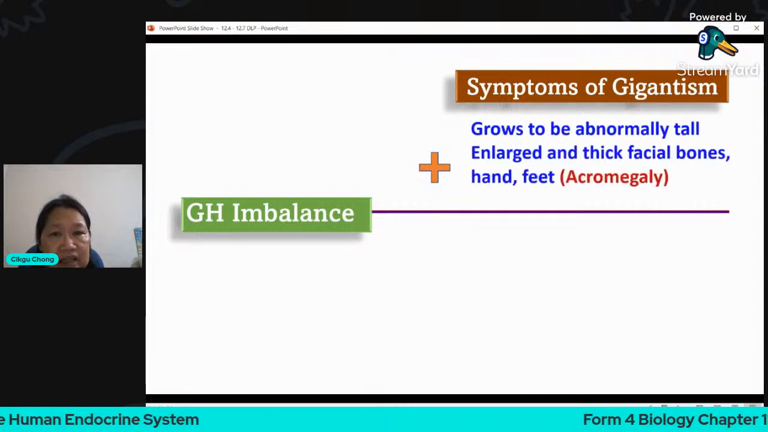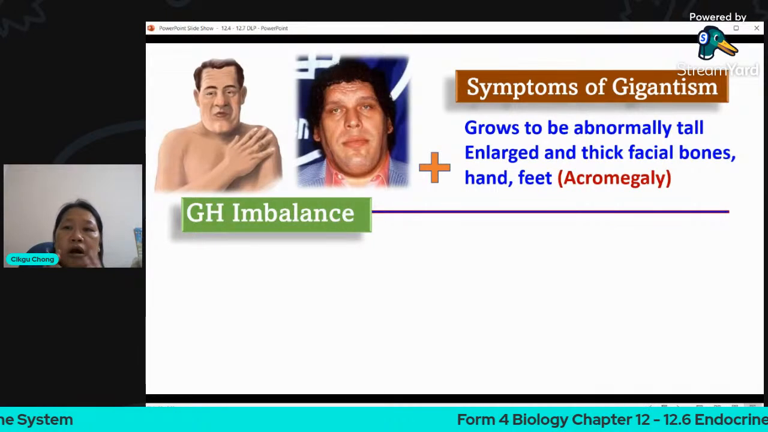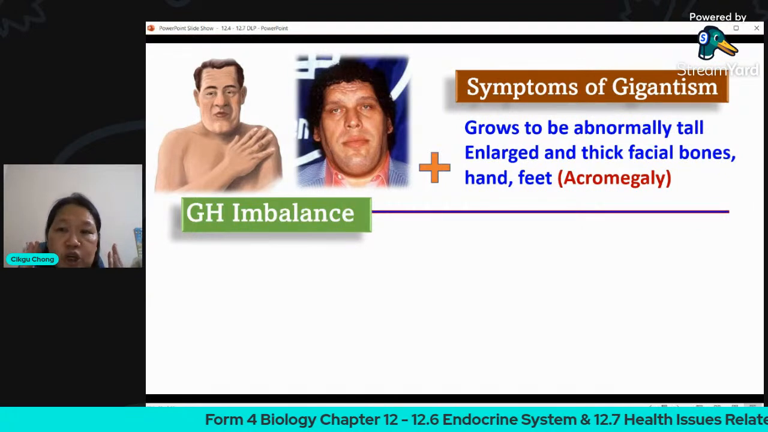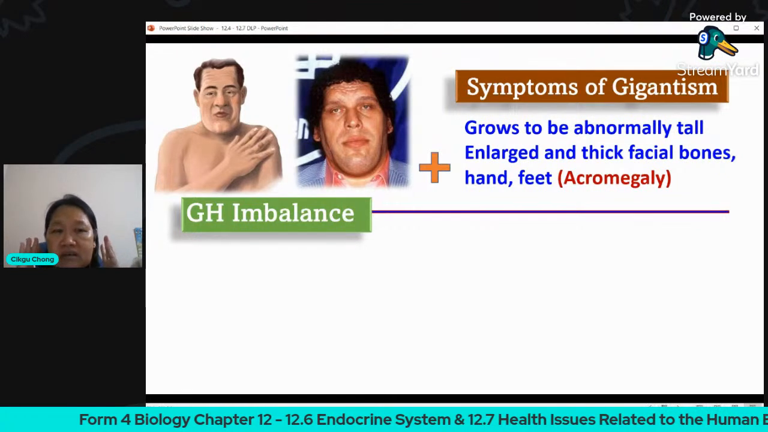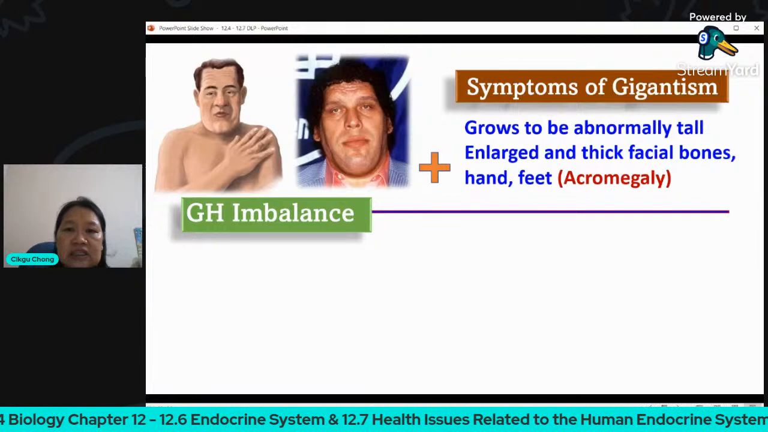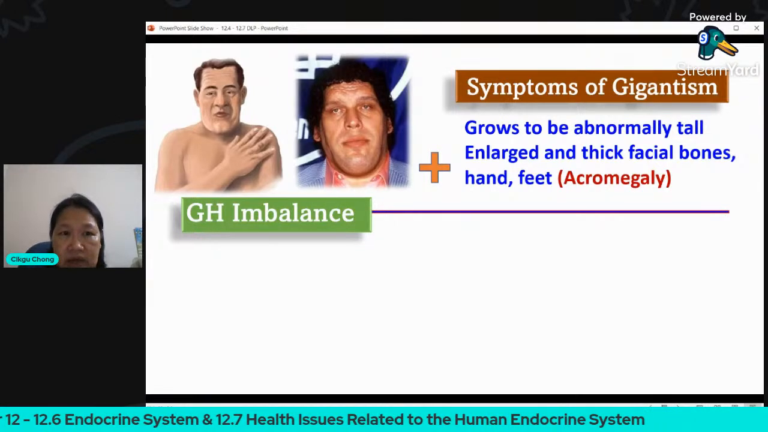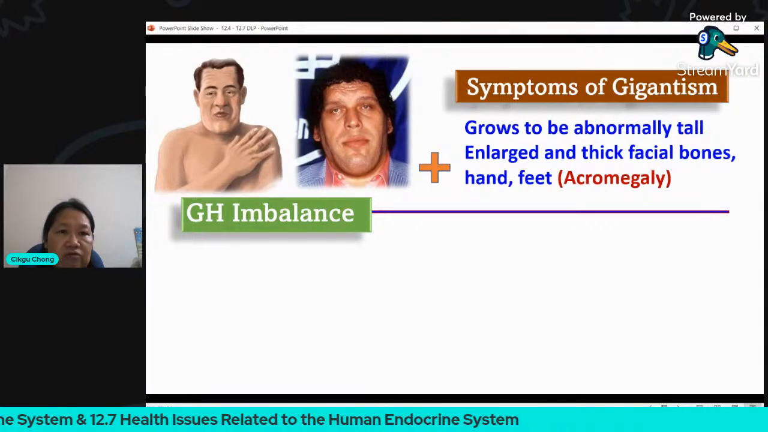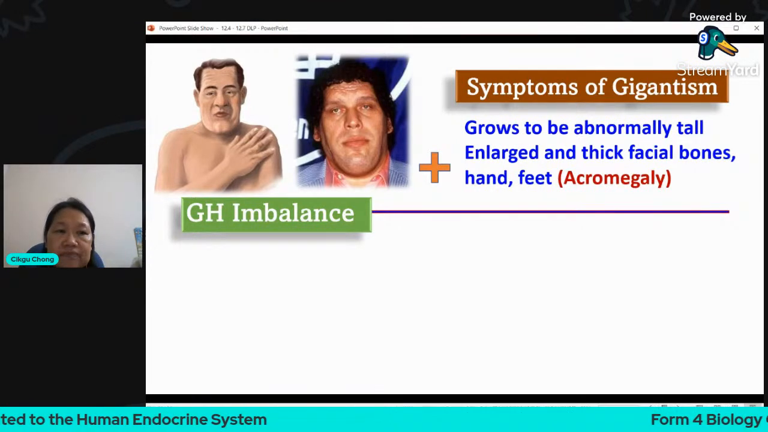Symptoms of gigantism: grows to be abnormally tall. Sometimes you will see the face with very thick facial bones, big face, hands and feet. So this is for acromegaly. You can see some people, some wrestlers, right? They are very big in size, probably gigantism.